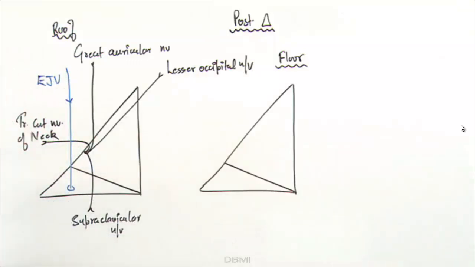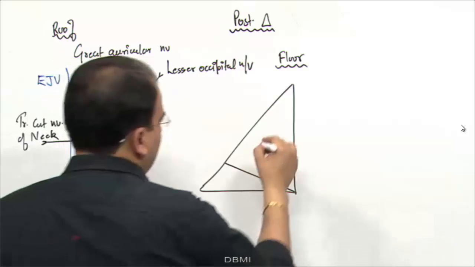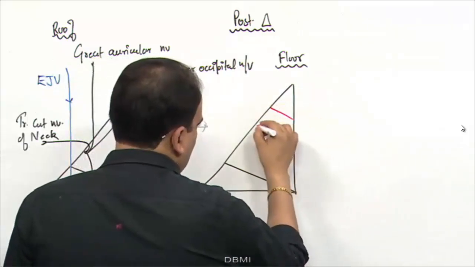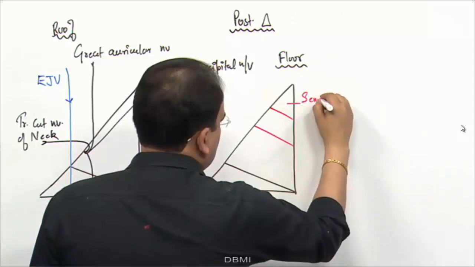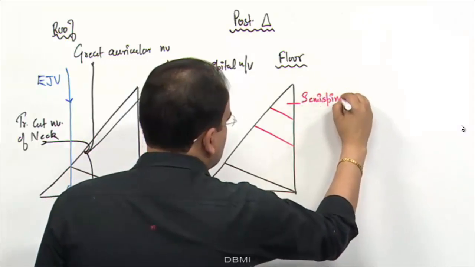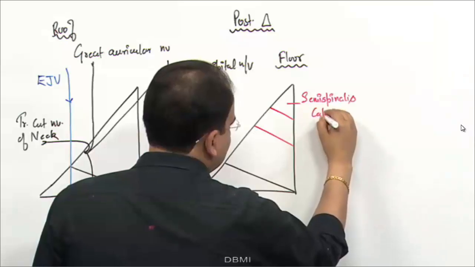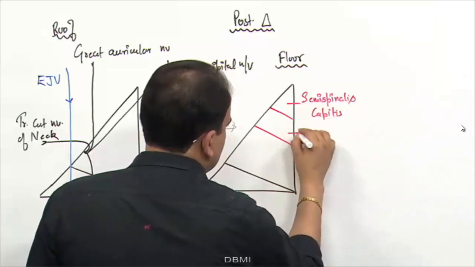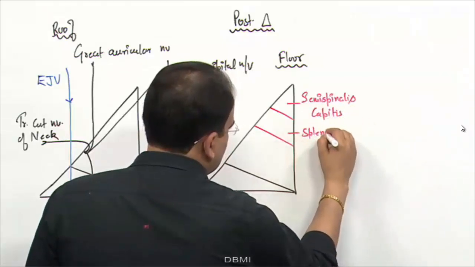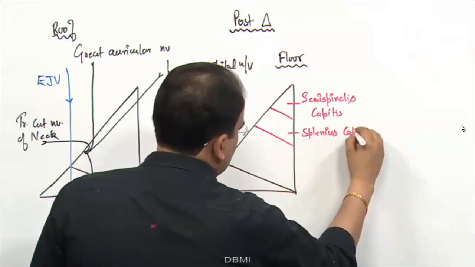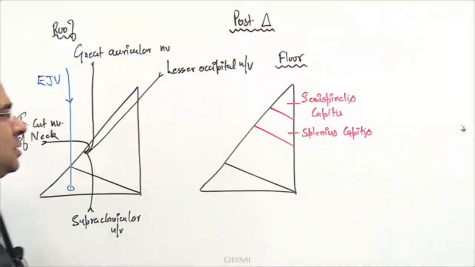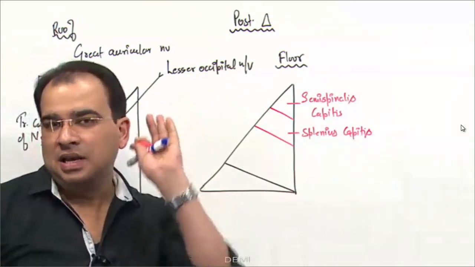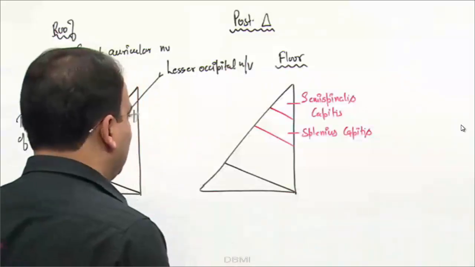The muscles which are forming the floor, we have semispinalis capitis, splenius capitis. These are caput muscles. These are the muscles which are attached to the base of skull.